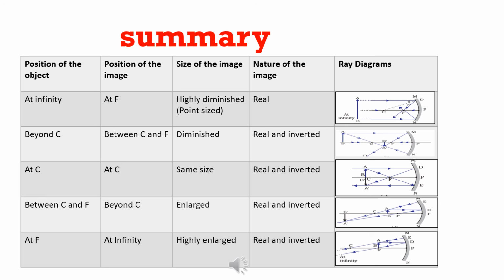When the object is at C, same size. When the object is beyond C, also at infinity, small images are formed. And when the object is at F and between C and F, images formed are enlarged. And when the object is at F, we can say it is highly enlarged, or we cannot see it at all. Both we can say. Now one more case is there, when the object is between F and P, between focus and P, how the image is formed. That we will see in the next video.